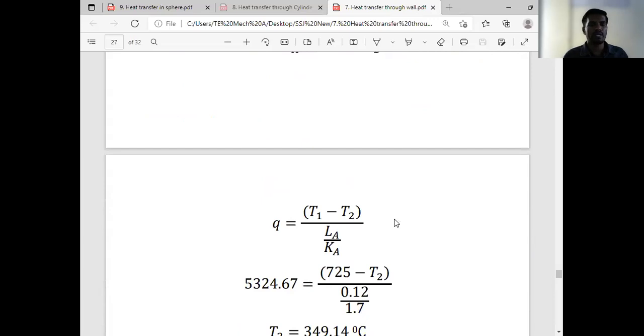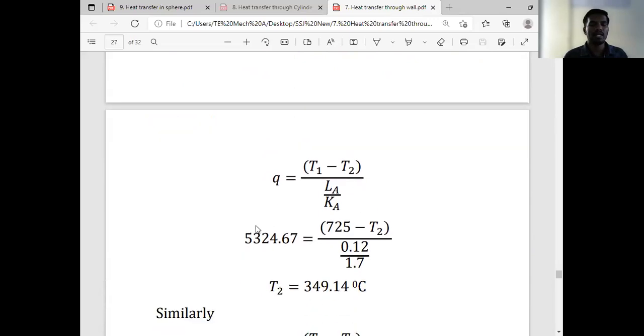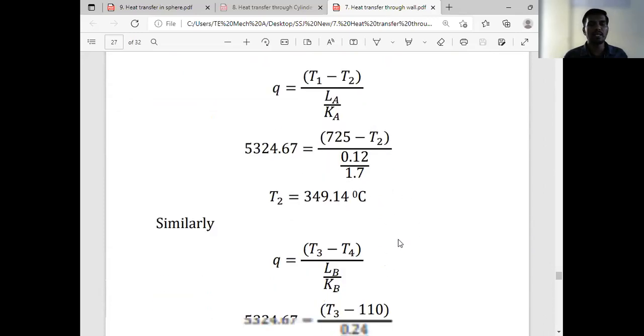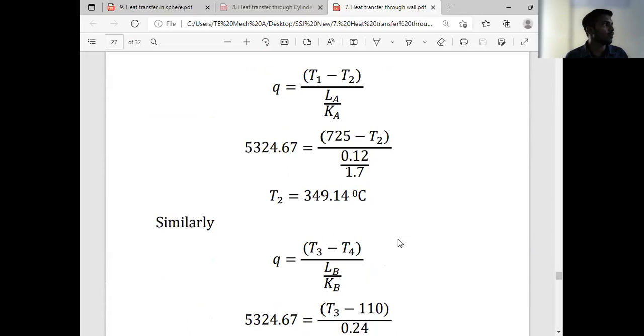Okay, so take the first equation. q is equal to (T1 - T2) divided by LA by K. Take the correct value of q. From this we get the value of T2. And similarly, q is equal to (T3 - T4) divided by LB by KB. From that equation we get the value of T3. So take the difference of T2 and T3, we get the value of T2 - T3.